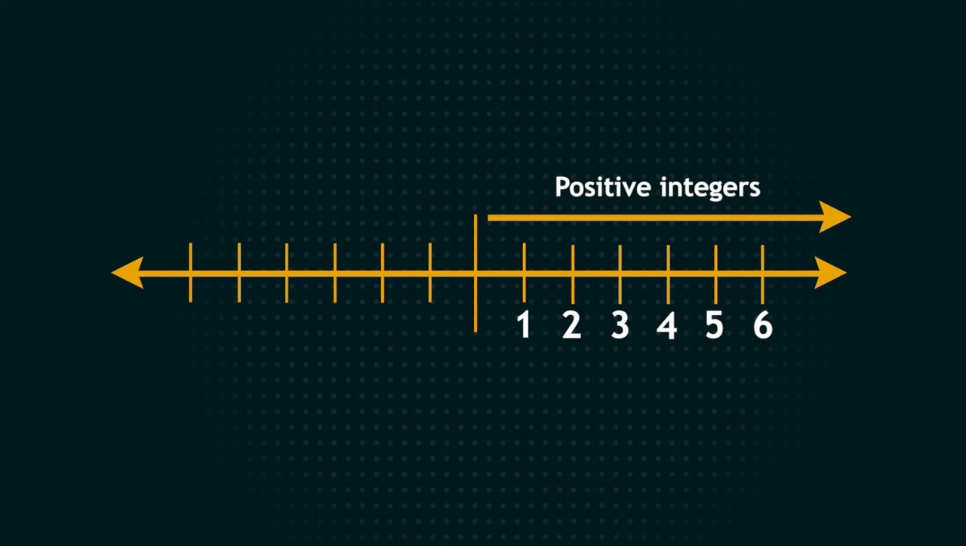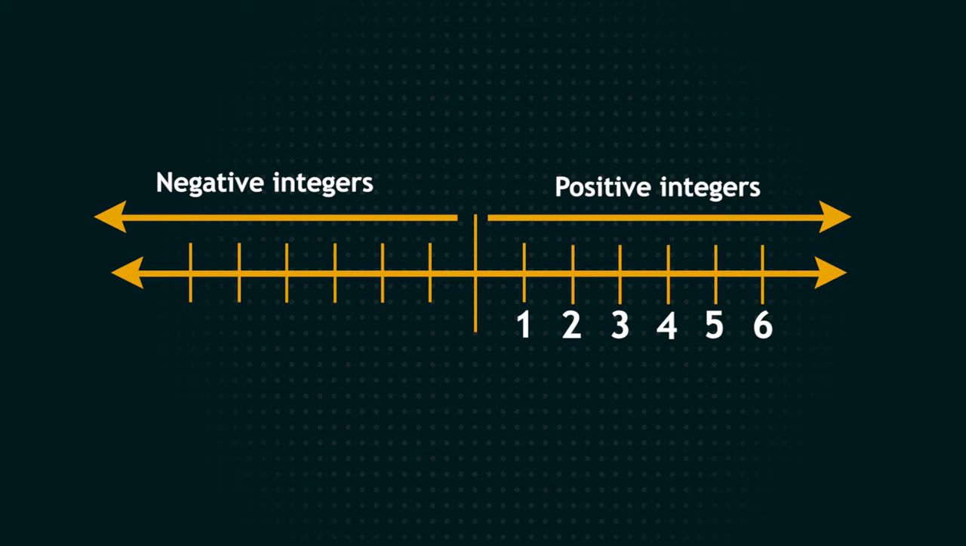Then it has got another part which is the negative part. This negative part contains the negative integers only, whereby these integers start from negative 1, negative 2, negative 3, negative 4, negative 5, and many others.